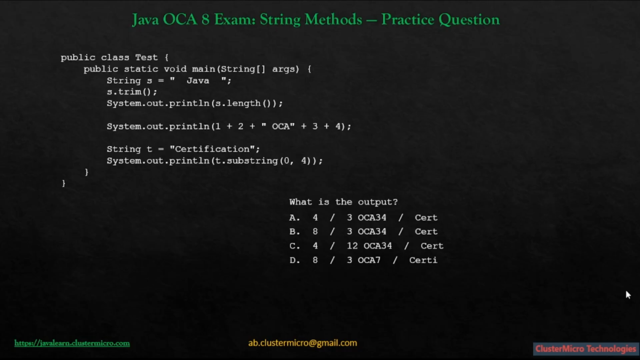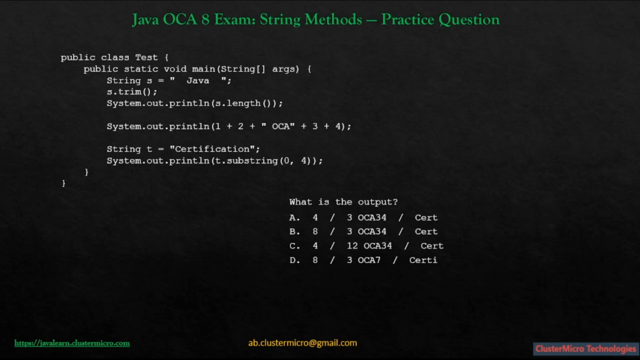Then we have System.out.println(1 + 2 + "OCA" + 3 + 4), okay. So left to right evaluation. So 1 plus 2 is equal to 3, both are int, so it will be arithmetic, result is 3. Now we have 3 and string OCA, one side is string, it will be a concatenation. Then it will become 3OCA, now 3OCA plus 3, string and int, again concatenation. And so result is 3OCA3, now 3OCA3 plus 4, that will be string and int concatenation. So result is 3OCA34, output is 3OCA34.